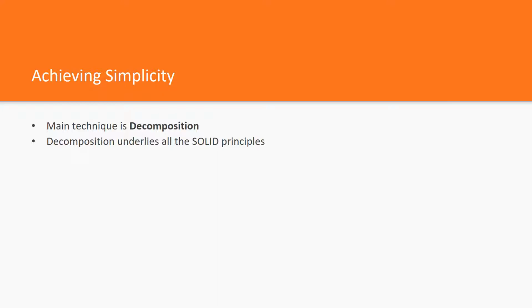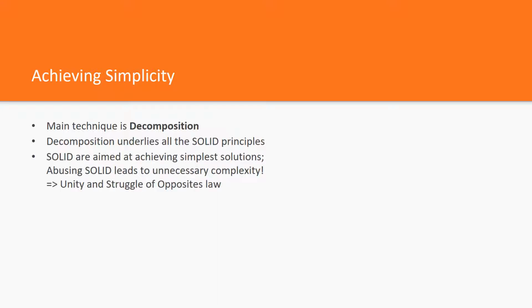Adhering to the SRP, we apply decomposition to the coupled objects or modules. Conforming with the OCP, not always, but often, involves decomposition as well, especially when we need to create a new type to isolate a source of change. Interface segregation principle is all about decomposition. Dependency inversion is all about making the system well decomposed. The Liskov substitution principle is mostly about how to avoid bad decomposition. So, the SOLID principles are aimed at achieving solutions as simple as possible.